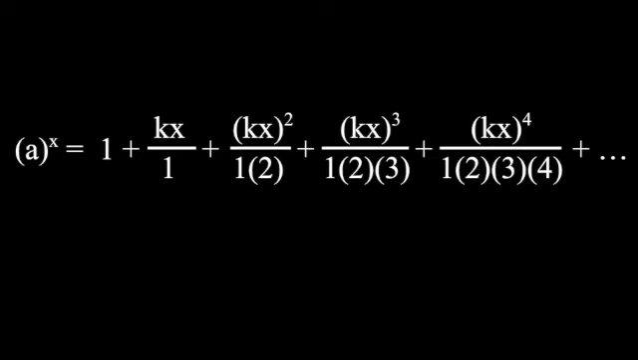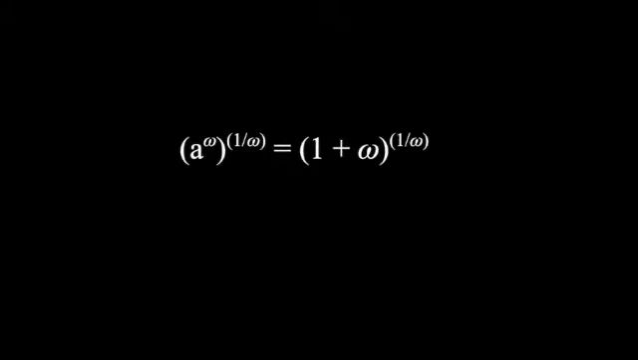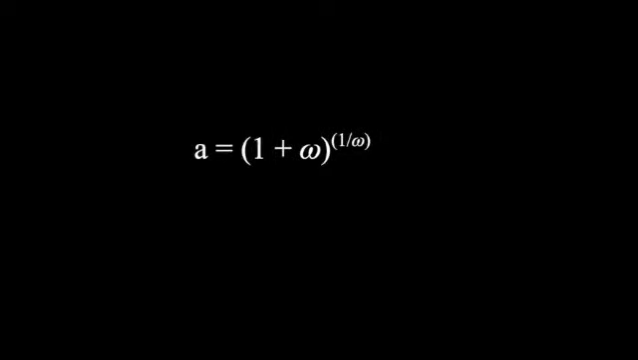What number to the x equals 1 plus x over 1 plus x squared over 1 times 2 plus x cubed over 1 times 2 times 3, and so on? To get this, we have to go right back to the beginning. We set a to the omega equal to 1 plus omega because k is 1. To get a by itself, we raise both sides to the 1 over omega power. So a equals (1 plus omega) to the 1 over omega.